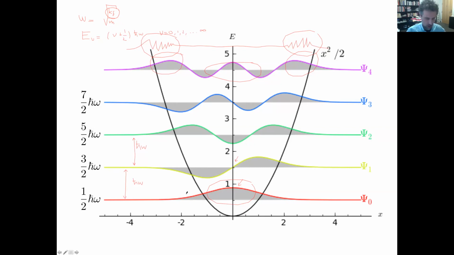Okay, so there are some other very interesting things that we can say about the particle in this harmonic well. Let's look at a couple of other examples. So in general, it looks something like this. I have a particle in the well, and the lowest function looks something like so.